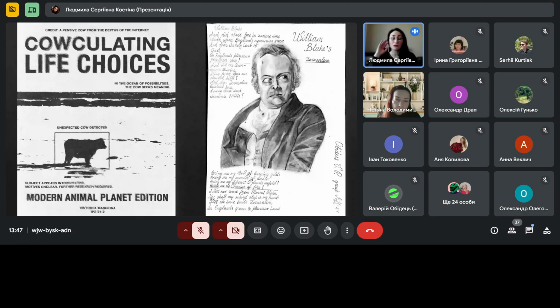Well, and on the right-hand side, we can see the drawing of William Blake. This is the creation of, if I'm not mistaken, Valery. Well, just the author's vision, the author's view on William Blake, yes, and you can see not two, but one poem of William Blake. Well, that's amazing. Two amazing works, right?